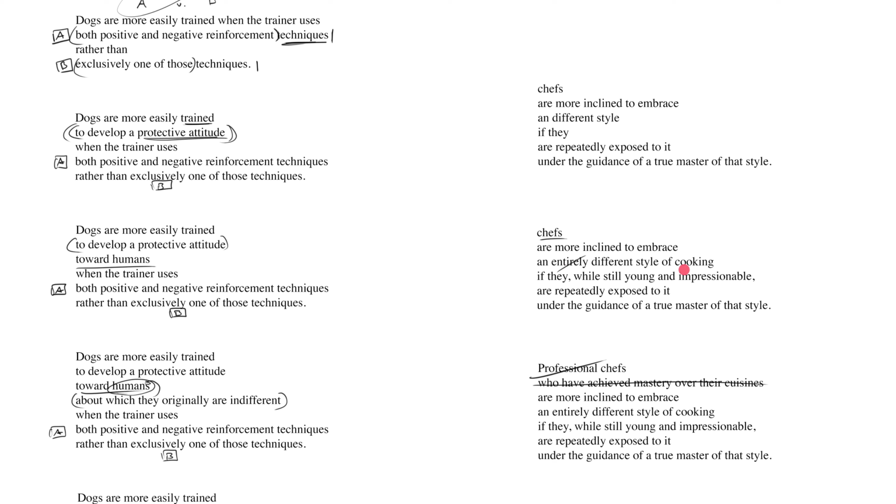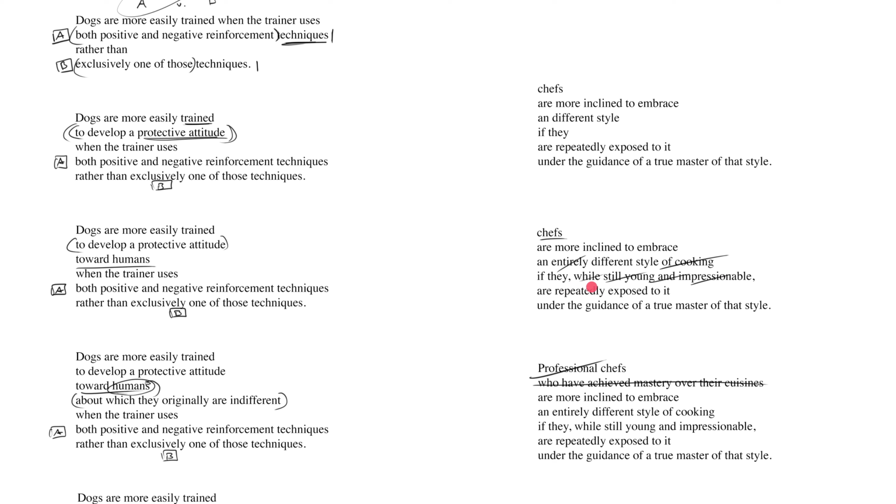And style, what? Style of dress, right? Style of architecture, no, style of cooking. So I'm getting rid of that as well, right? To just kind of simplify it. If they, and again, this is just setting out an additional limitation, right?